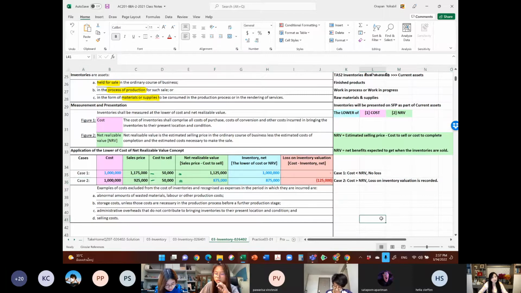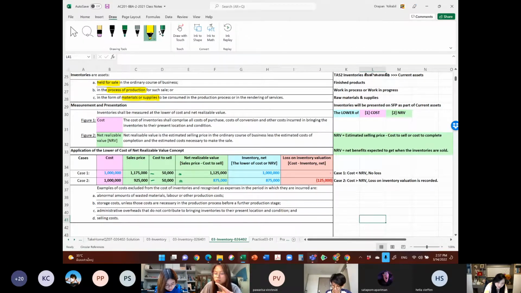All right, so suppose that you have already finished up with the notes here, then the last thing on this page is the cost that must be excluded from the cost of the inventory. So let me elaborate on this.